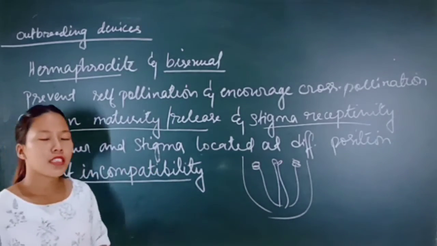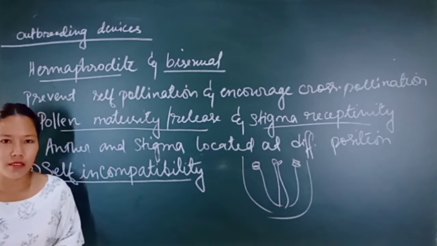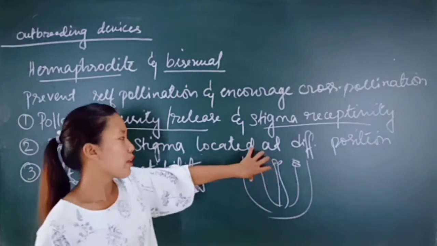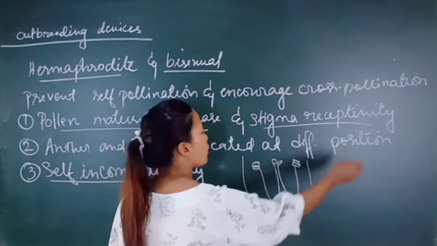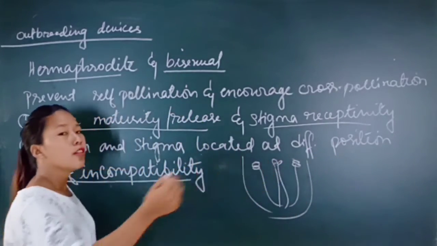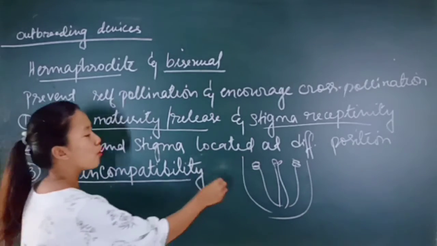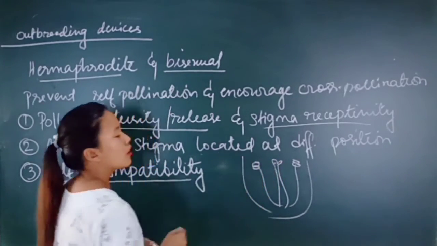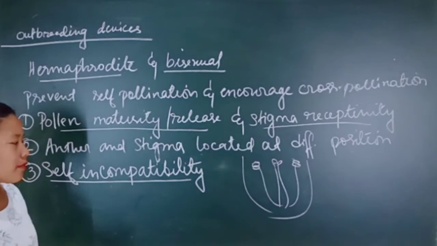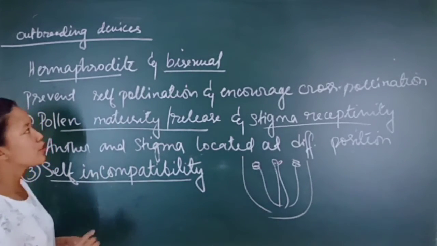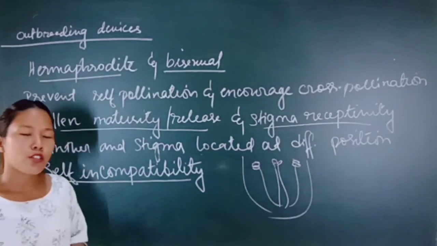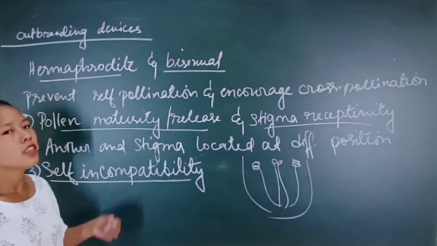Self-incompatibility is a genetic mechanism that allows them to avoid their own pollen and germinate only the pollen grains from another flower. They will not germinate their own anther's pollen grains. So that is called self-incompatibility. This is also one of the adaptations to encourage cross-pollination and to prevent self-pollination.